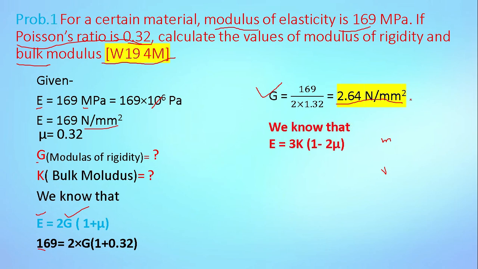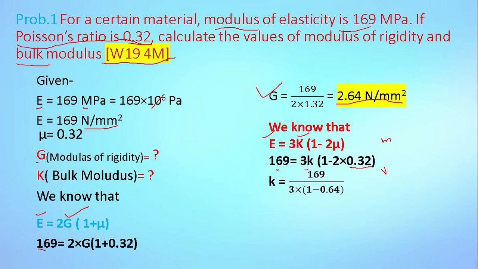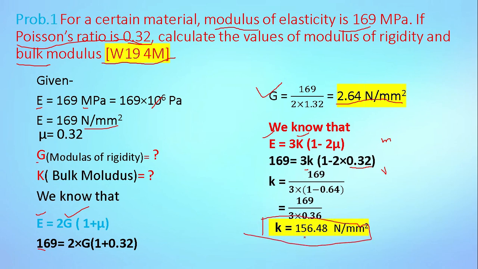Also we know the relation between Young's modulus and bulk modulus is E equal to 3K into 1 minus 2 mu. So 169 is equal to 3K into 1 minus 2 multiplied by mu value 0.32. So K is equal to, this term goes downwards, 169 divided by 3 multiplied by 1 minus 0.64, so K is 159.44 Newton per mm square. So here this problem ends.